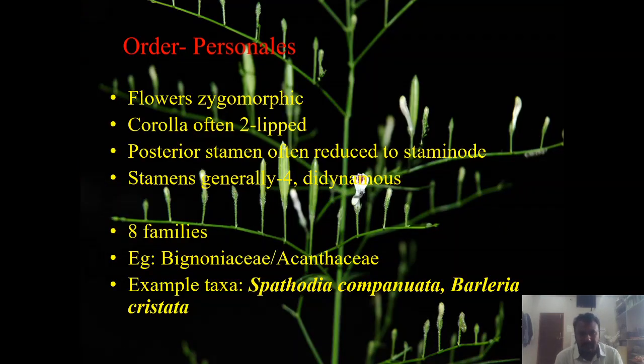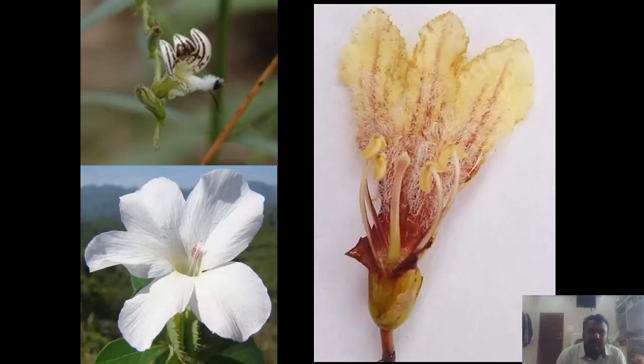Under Personales, flowers zygomorphic, corolla often 2-lipped, posterior stamen often reduced to a staminode. Stamens generally 4, didynamous. 8 families, for example, Bignoniaceae and Acanthaceae. Example taxa, Spathodea campanulata or Barleria cristata. You can see here, these are the examples for other Personales.